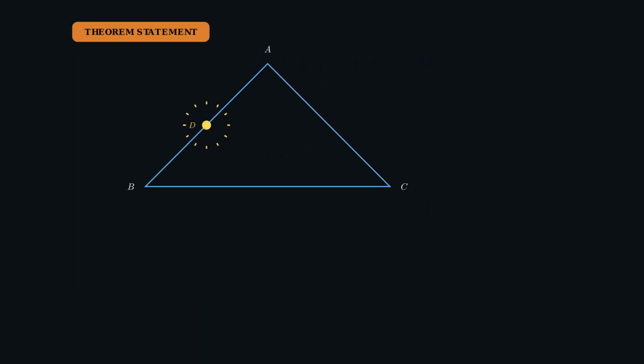The theorem statement. In triangle ABC, let D be the midpoint of AB and E be the midpoint of AC. Then two things are always true. First, DE is parallel to BC. Second, DE equals exactly 1/2 of BC. Watch as I mark the midpoints and draw segment DE. Then place it alongside BC to show the length comparison.